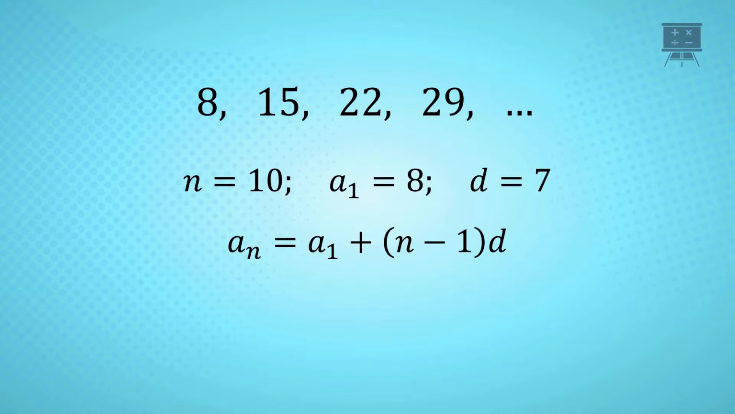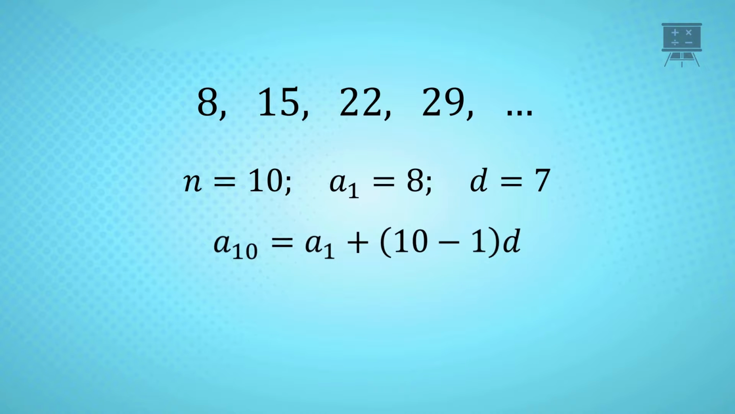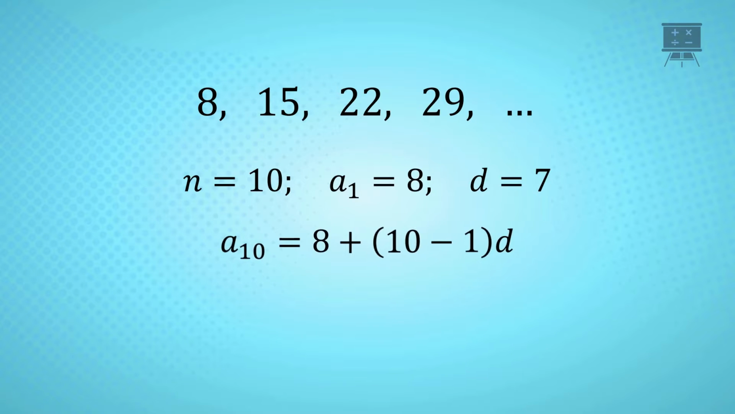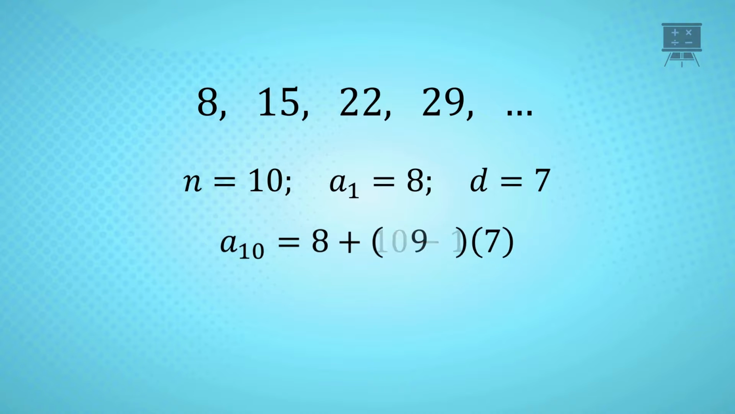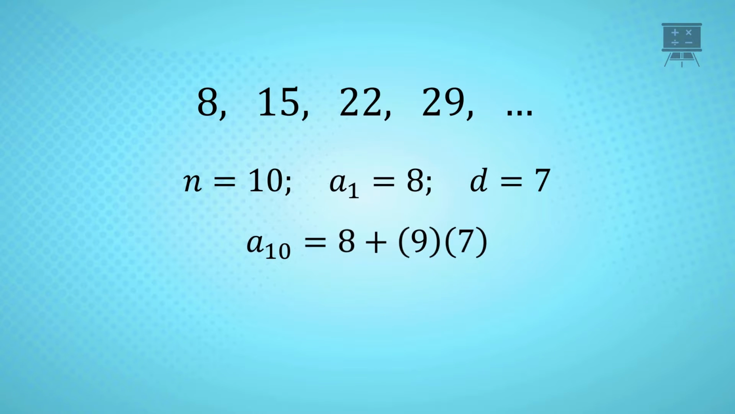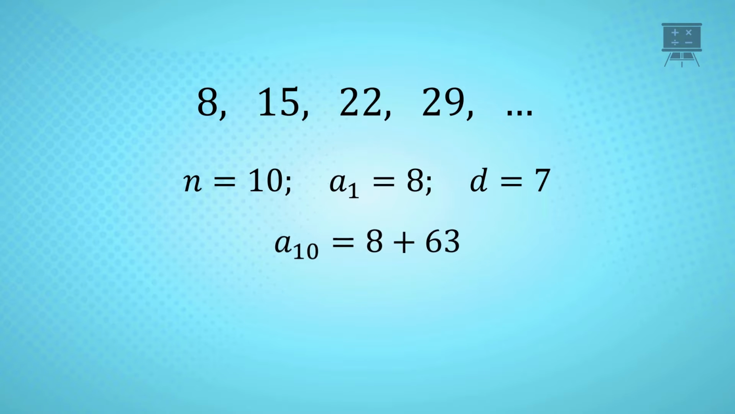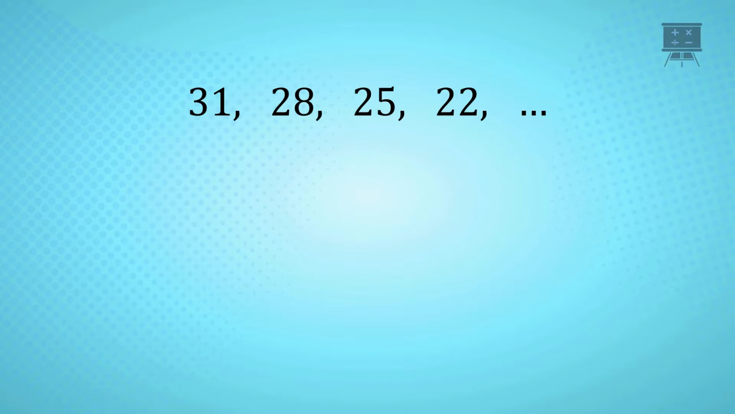Going back to our example, n is 10, a sub 1 is 8, and d is 7. The 10th term is 8 plus 9 times 7 equals 8 plus 63 equals 71. Consider this new arithmetic sequence. Find the 20th term in this sequence.